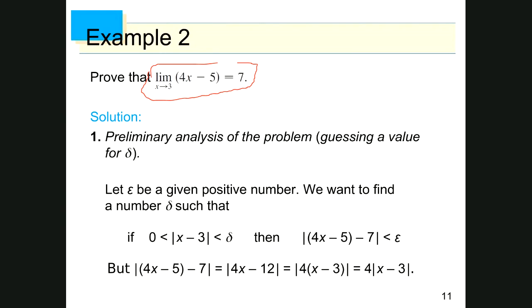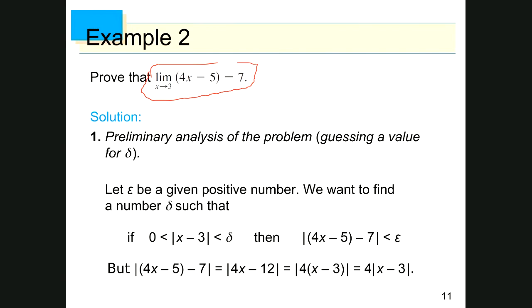Now, if you notice, I didn't mention to use the precise definition of a limit. But to do you a favor, if I ask for the precise definition in the test, I'm going to tell you to use a precise definition of a limit to prove that this limit, for example, is equal to 7. I will tell you just so that people don't do some funny stuff. How does it work? Preliminary analysis of the problem.